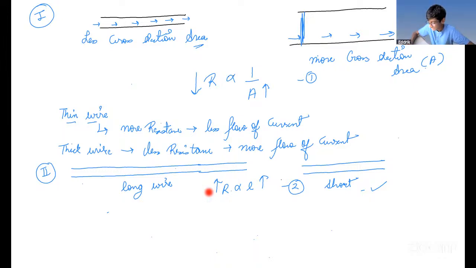So a thin wire has more resistance, a thick wire has less resistance. Then a long wire has more resistance, a short wire has less resistance.